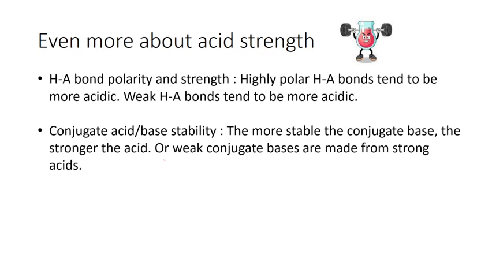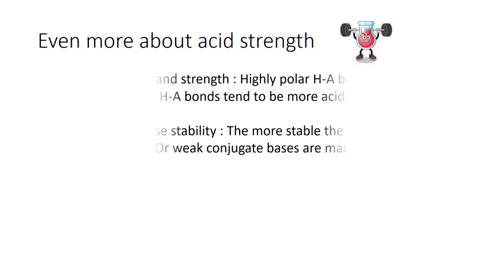So if you have a very weak conjugate base, like you look up and your Kb is a very small value for your conjugate base, that means that the acid it was made from is very strong. And the opposite is true: unstable conjugate bases have weak acids, and strong conjugate bases are made from weak acids. So the opposite of this rule is true.